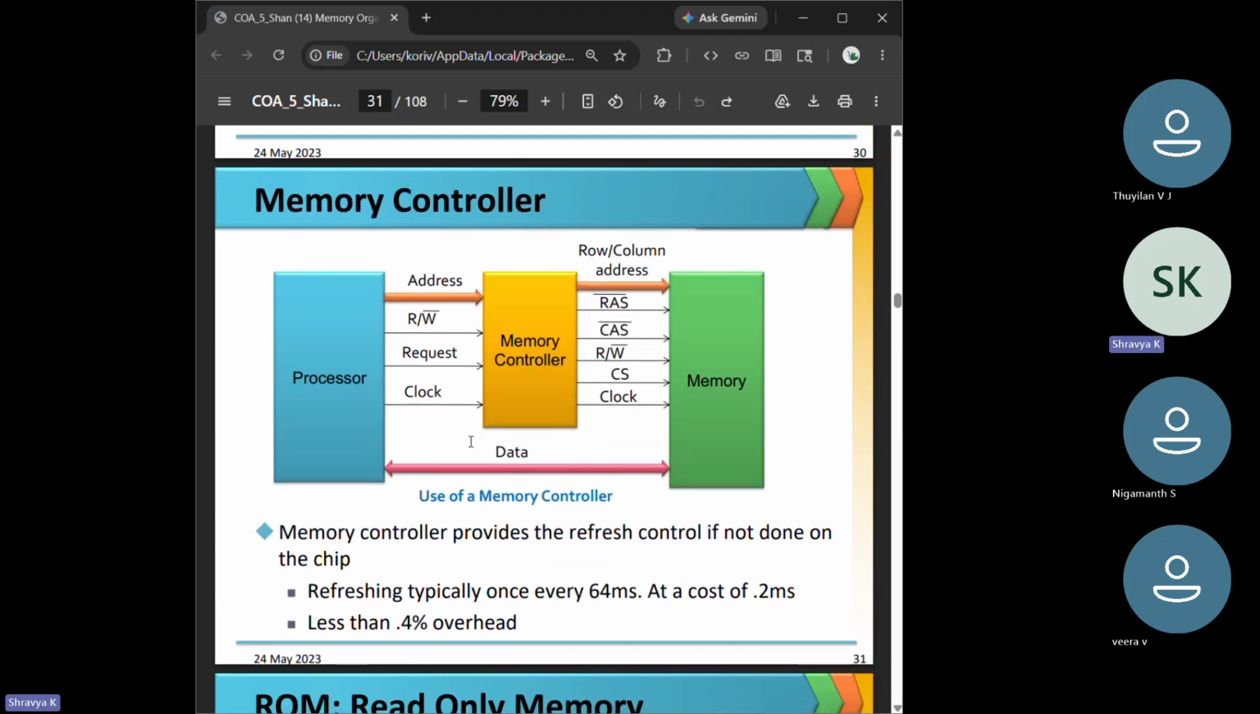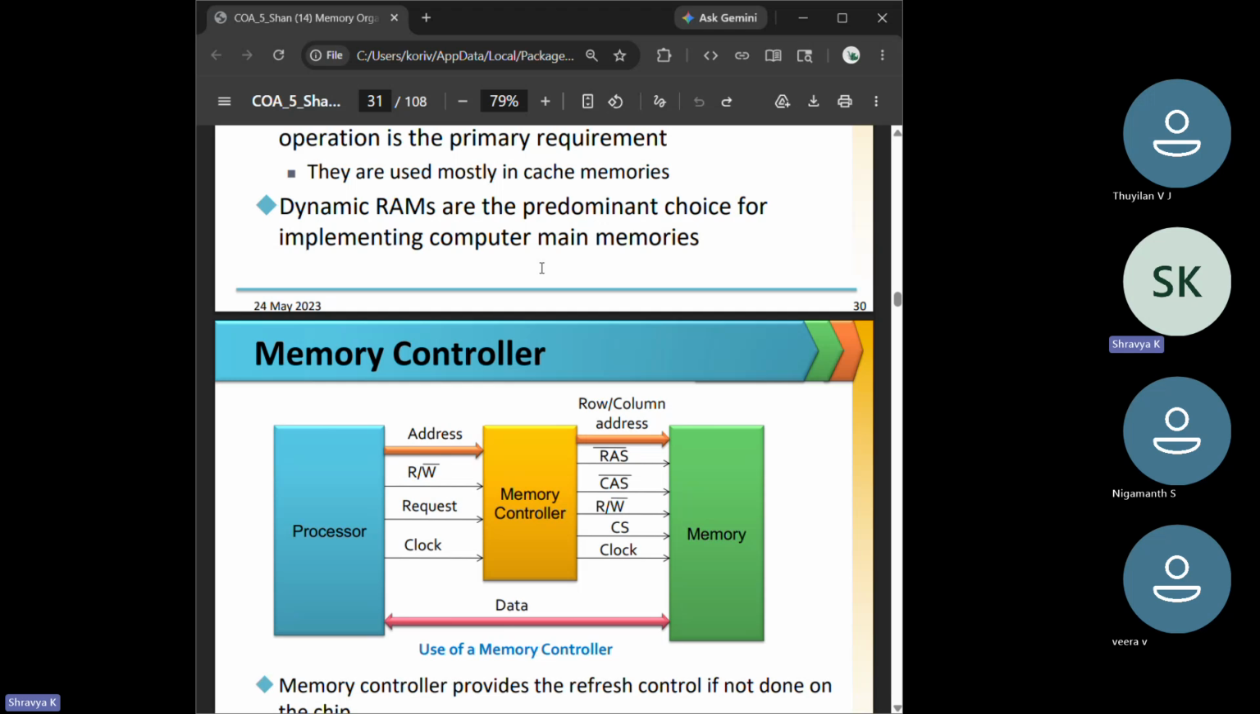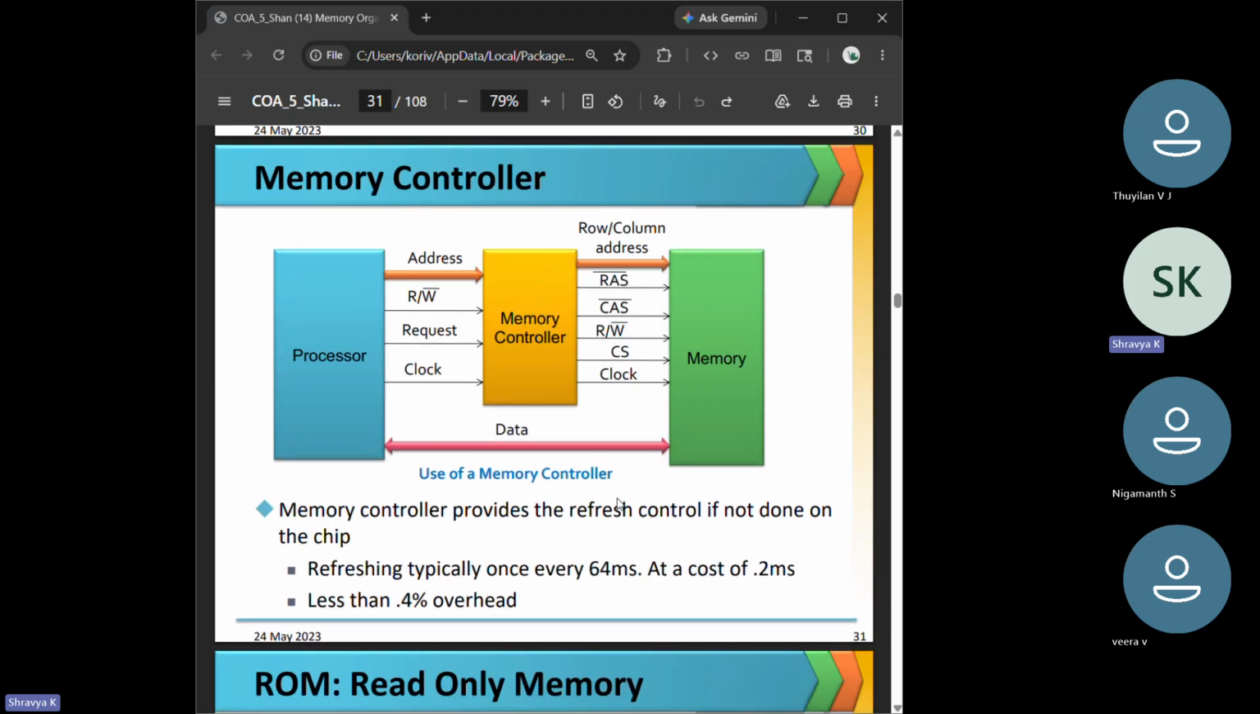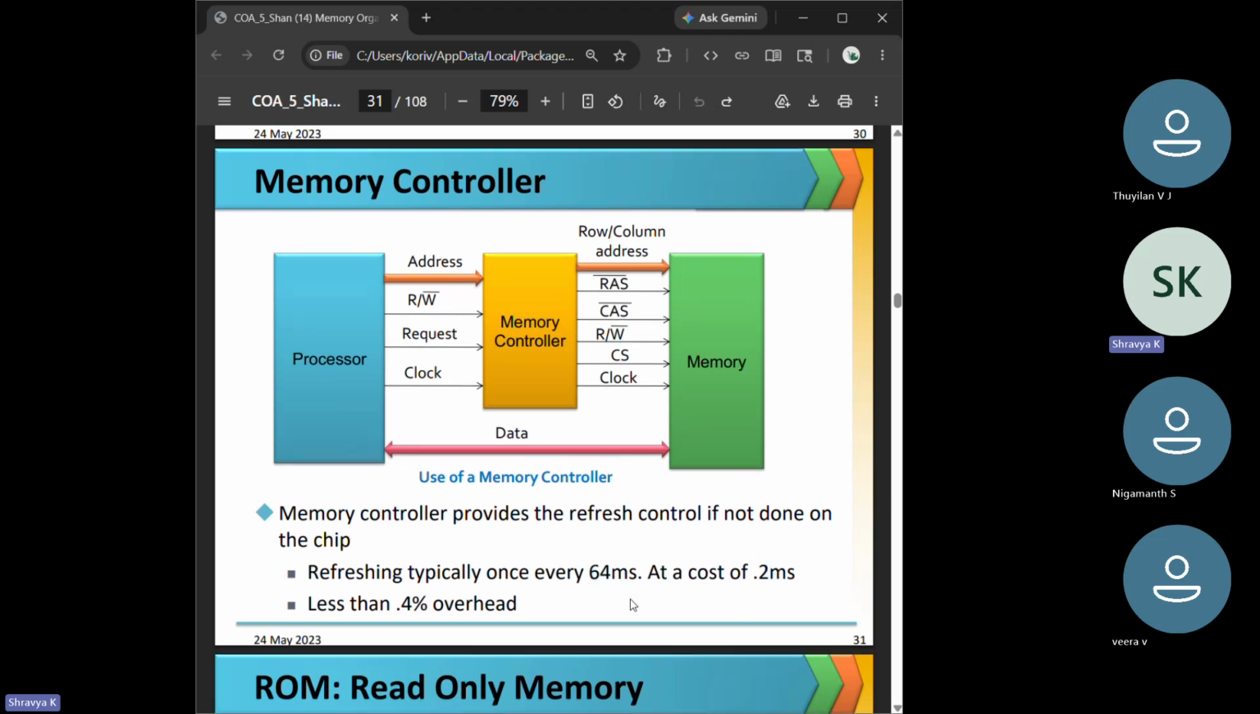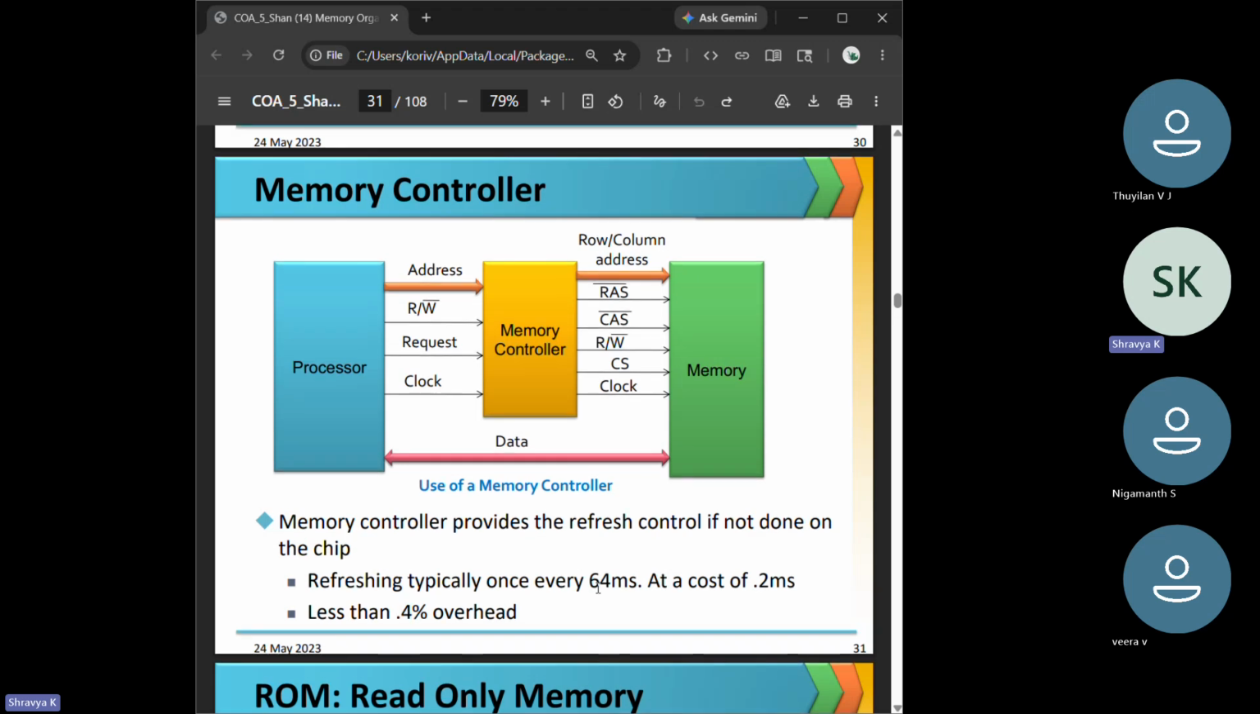So moving on to the memory controller. Between the processor and the memory, we have a memory controller which can provide a refresh. As you know, the DRAM we'll be using will require a refresh every 64 milliseconds, as we were talking about before. That comes at a cost of 0.2 milliseconds. Every 64 milliseconds you will do a refresh, and that refresh will take 0.2 milliseconds, which is not that much of an overhead. It's less than 0.4%. So to do that, we will require a memory controller.